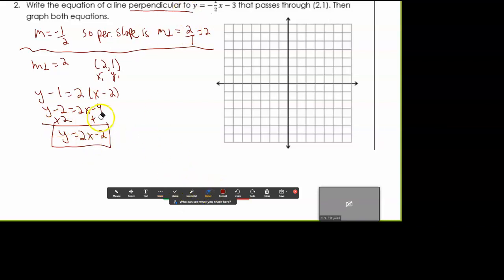I made a mistake. And then I can plot that. So for the perpendicular slope, I took the original slope and switched it.